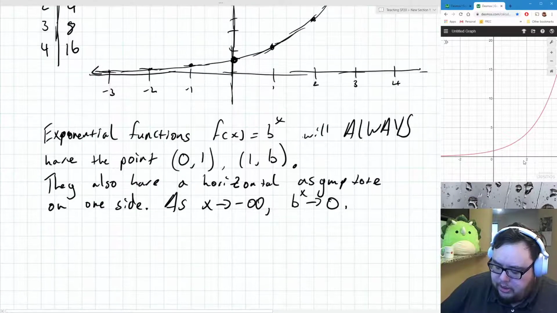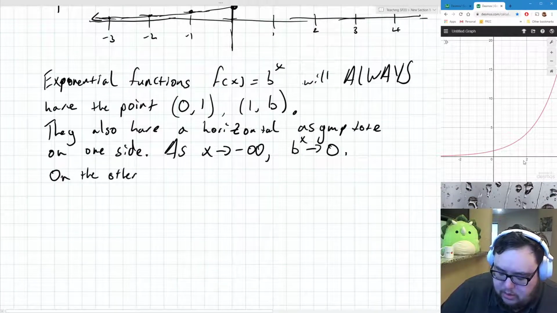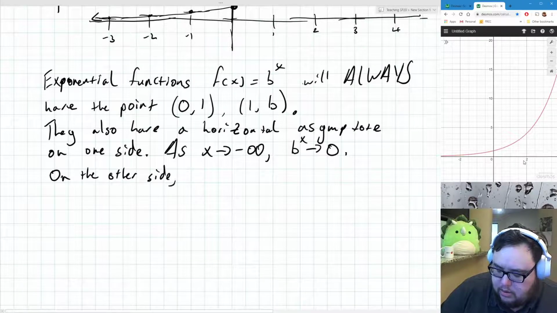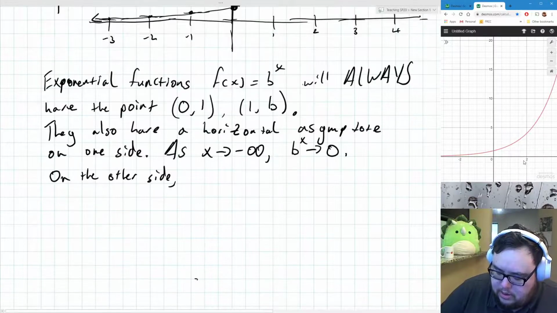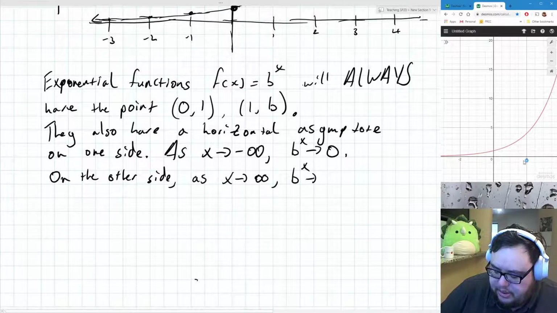And additionally, on the other side, as x approaches infinity, b to the power of x approaches infinity, and quickly.